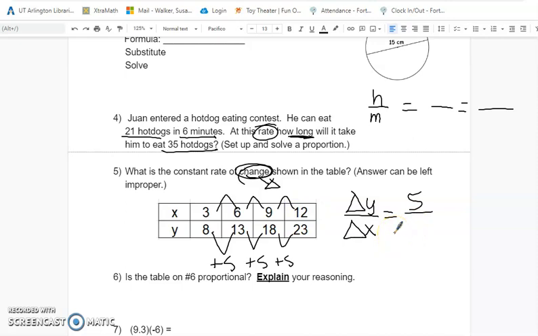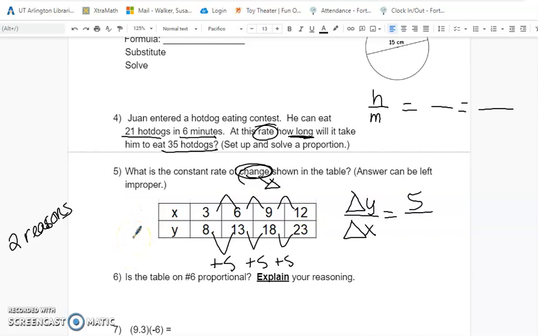And that's going to go on bottom, okay? Now, number 6 is going to tell you, is the table on number 6 proportional? Remember, we already have a constant rate of change. Remember, we need 2 reasons. Either linear and goes through 0, 0, or constant rate of change and goes through 0, 0. We already know this has a constant rate of change. It tells us in here, and we're finding it in here. So now we have to figure out if it goes through 0, 0. So take this table back to see if it goes through 0, 0.